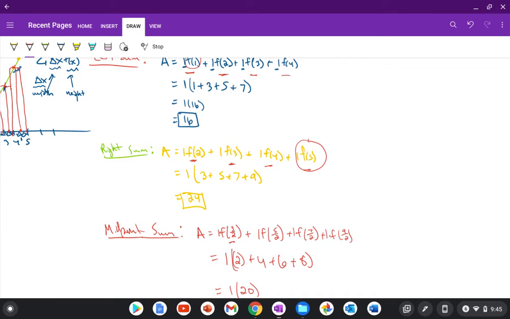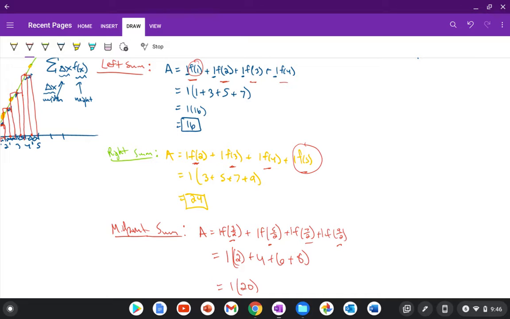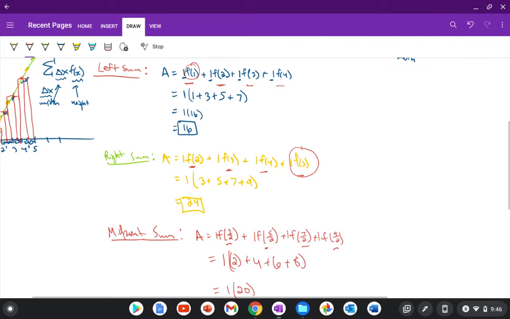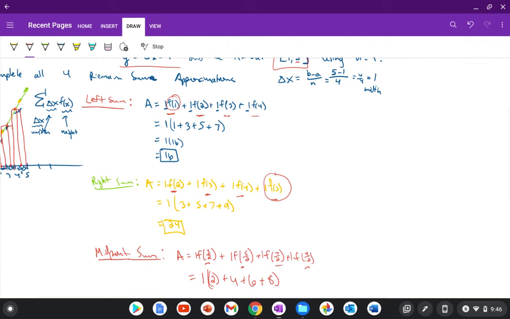You can see there. Same with the midpoint, we've got 4, and we're just choosing the middle between those two. So between 1 and 2 is 3 halves. Between 2 and 3 is 5 halves, so on and so forth. So hopefully that makes sense to you. But let's go ahead and do the trapezoidal sum.